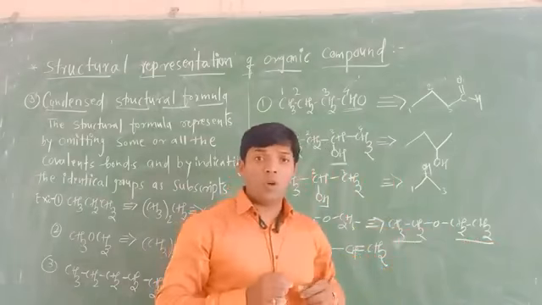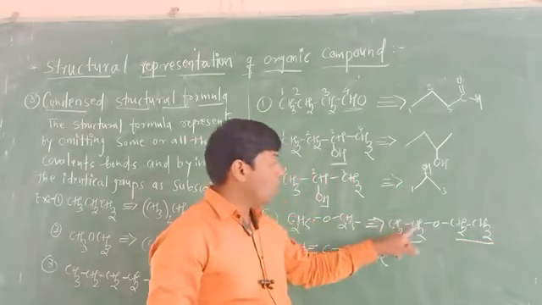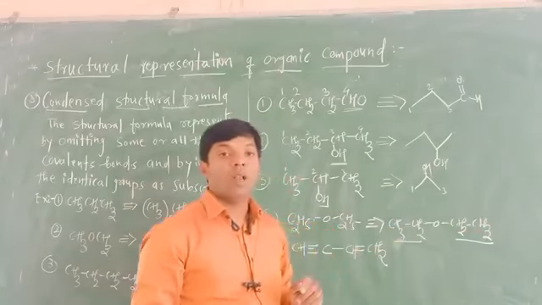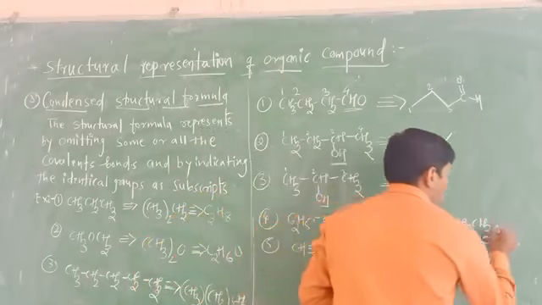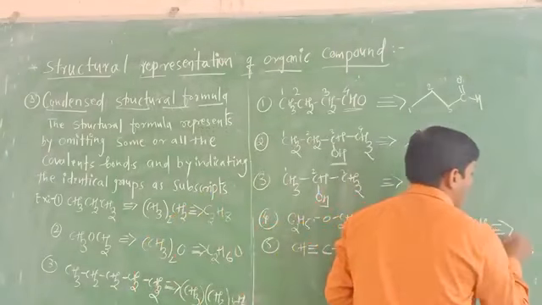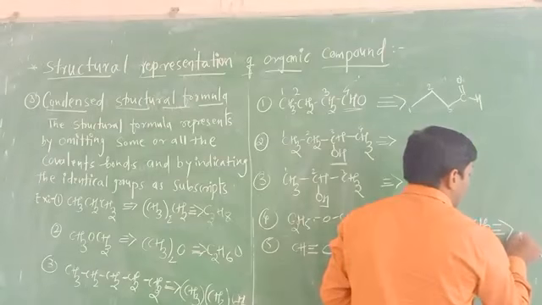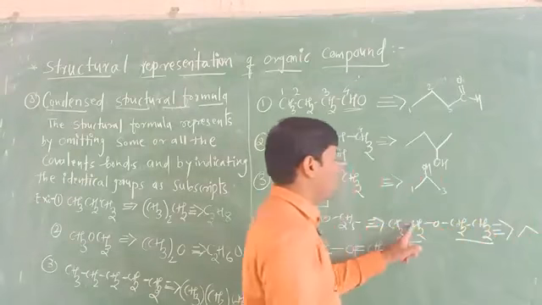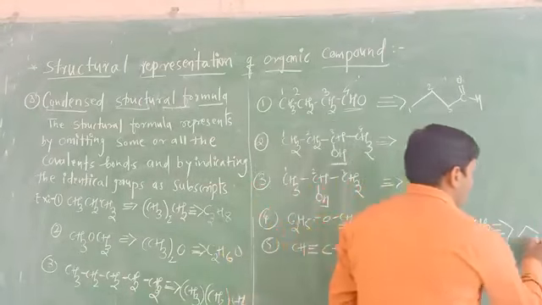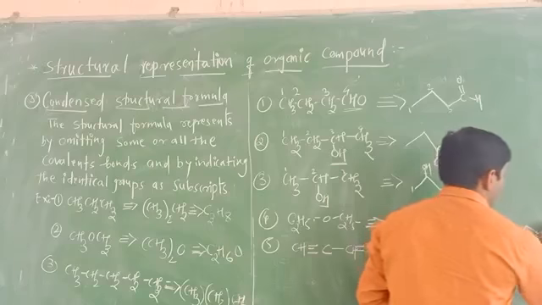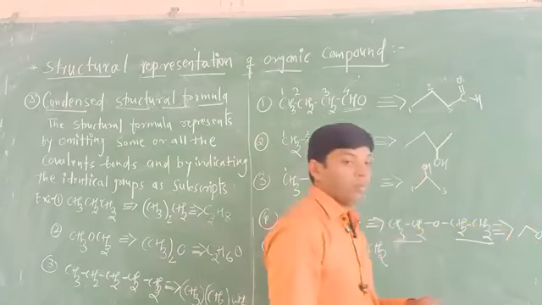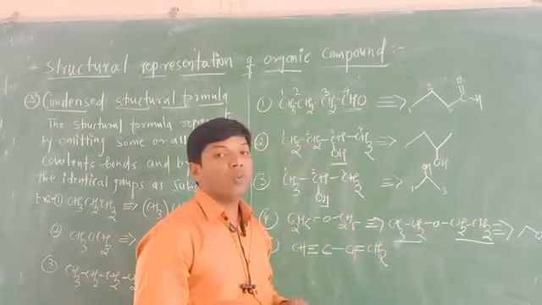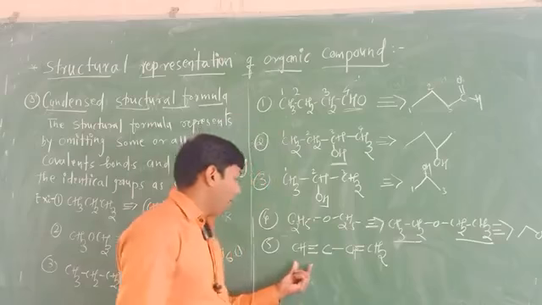Now how to represent the bond line structural formula? Here also 2 carbon atoms are there on the right hand side. There also 2 carbon atoms are there on the left hand side. So to represent the bond line structural formula, you have to write a zigzag line 1, 2, 1, 2, 1 and 2. At the third position, the oxygen atom is there. Next CH2 and CH3. This is called the bond line structural formula of that particular compound.